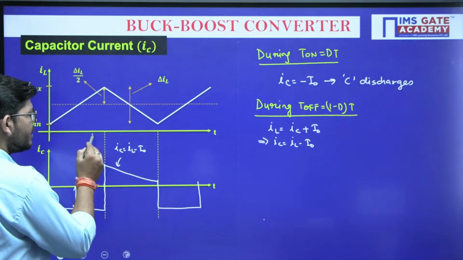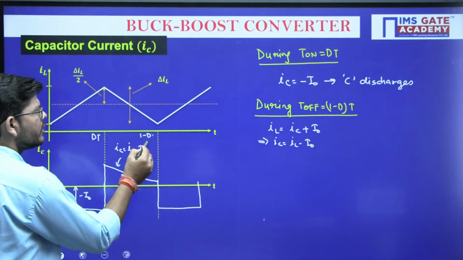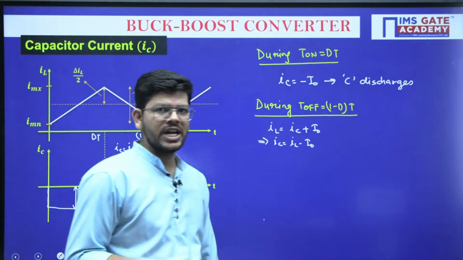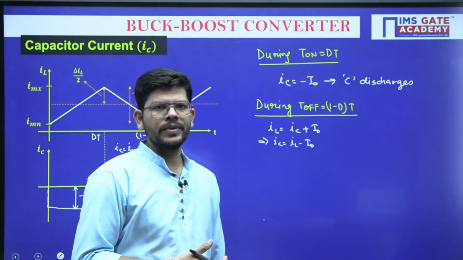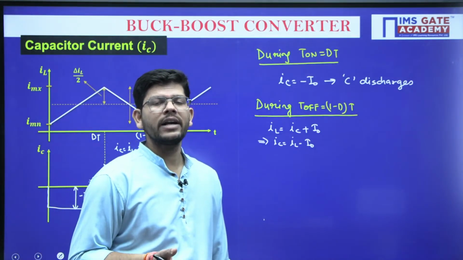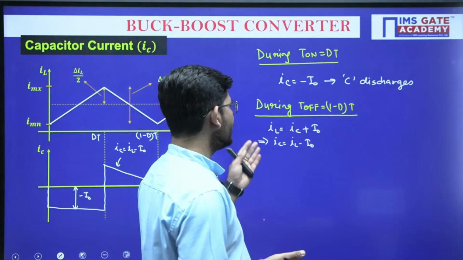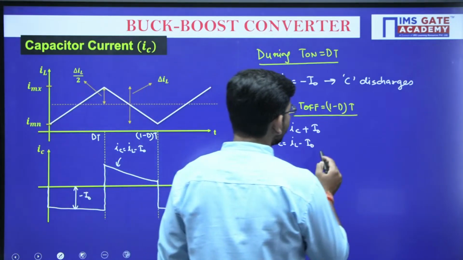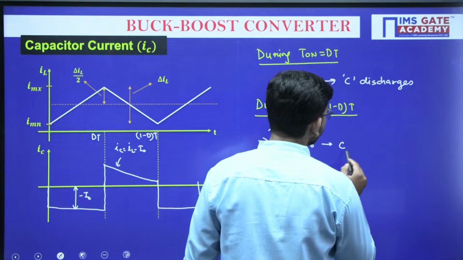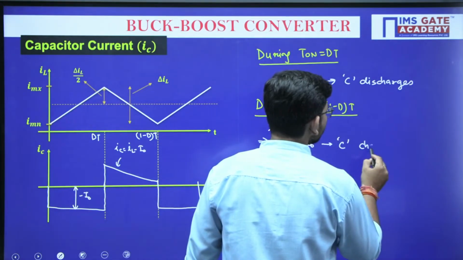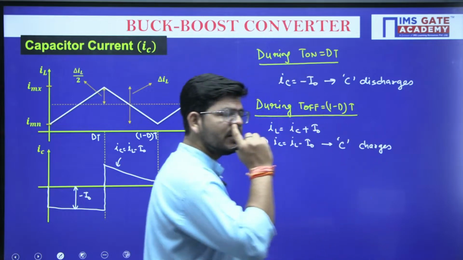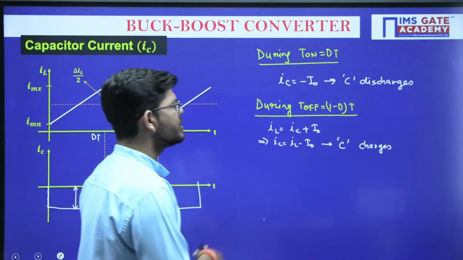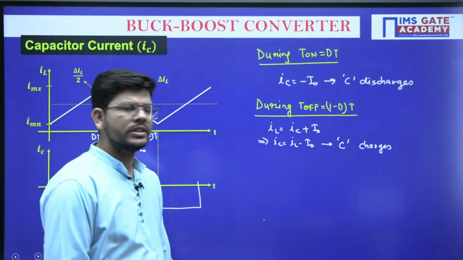This time we are calling dt, and this time is 1 minus dt. Earlier the capacitor discharged because there was no source available, so it discharged across the load to maintain I naught constant. Now the source side is supplying inductor current as well, so the capacitor takes part of the inductor current and uses it to charge itself. Earlier it discharged, right now it will be charging. This is how it behaves.